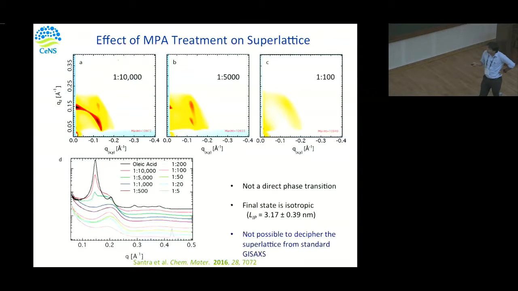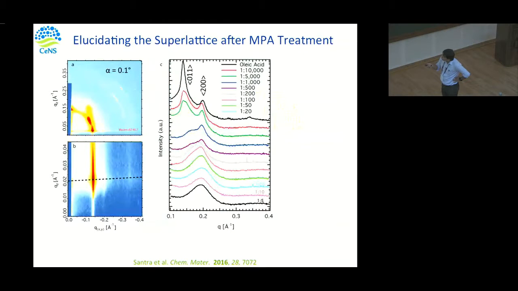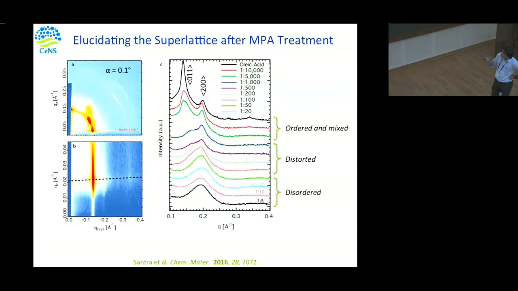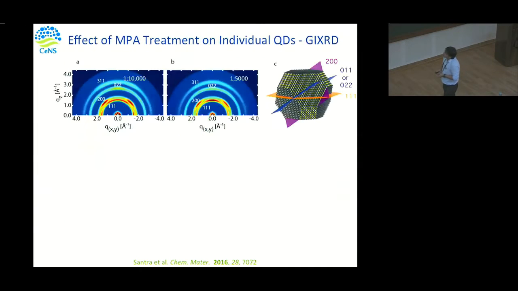So we deciphered, let's not go into the technical details. From looking at one particular peak, we can find out that from the BCC structure, it goes to a body-centered tetragonal, and then it goes to a distorted structure, and finally to a disordered superlattice. And we also did this grazing incidence X-ray diffraction, where we find that earlier the 111 peak was just here. When we treat with some higher concentration of this ligand or the small molecules, then the 111 peak is now coming perpendicular to the substrate.